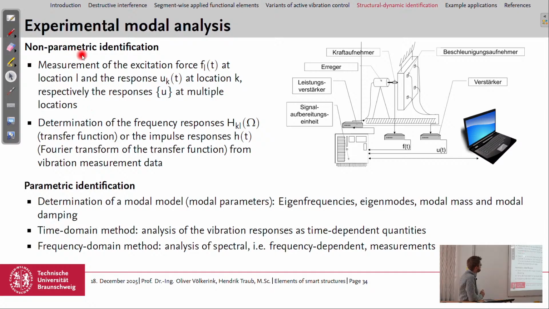In the non-parametric case, we measure the excitation force at the location L, for example, and the response at location K. And we do this for different responses at multiple locations. And with this, we can define our frequency response in terms of the transfer function, which we need to calculate the forces for the actuators.